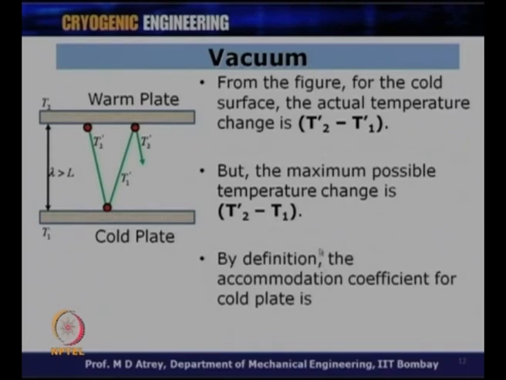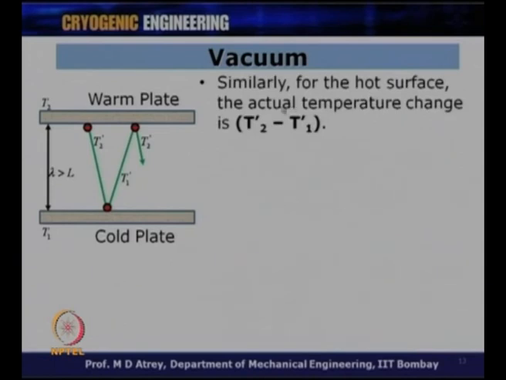By definition, the accommodation coefficient for the cold plate, let us call it A1, is T2 dash minus T1 dash divided by T2 dash minus T1. If the mass of the molecule and the Cp of the molecule remain the same, it will come only in the ratio of the temperature differences. The numerator shows the actual temperature change, divided by the denominator, which shows the maximum possible temperature change. Now, we can repeat the same thing for the warm plate also. So, this defines A1, the accommodation coefficient at the cold plate temperature T1.